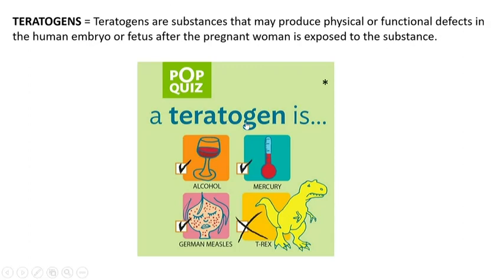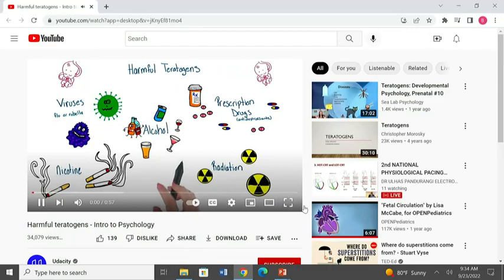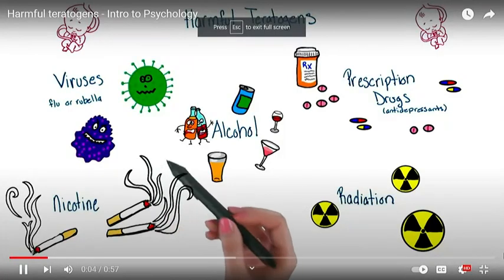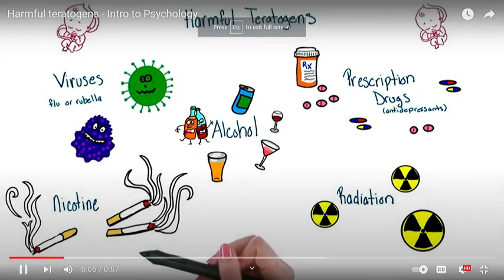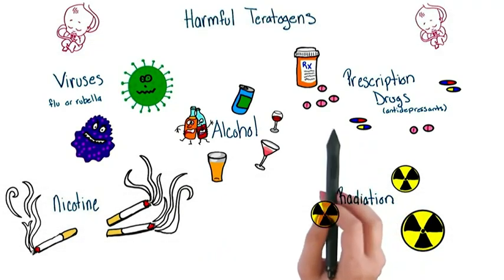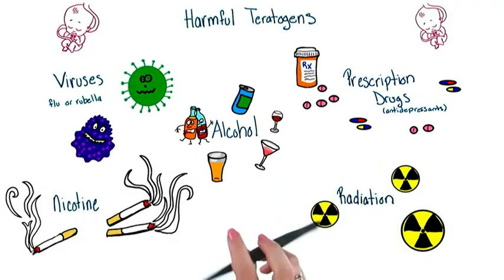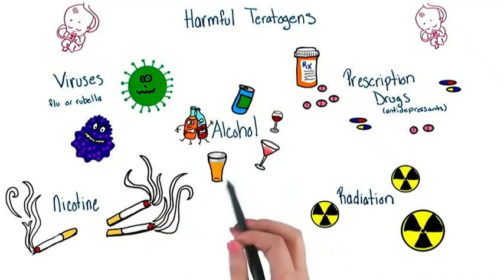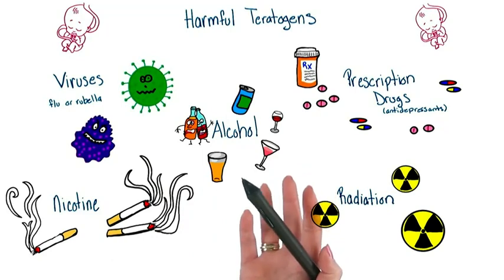So this is not a teratogen. Okay, pop quiz. Let's just take a look at this. Some well-known harmful teratogens are viruses, such as the flu or rubella, alcohol, nicotine, prescription drugs, such as antidepressants, or radiation. It's interesting that all of these are particularly dangerous during certain periods of prenatal development.